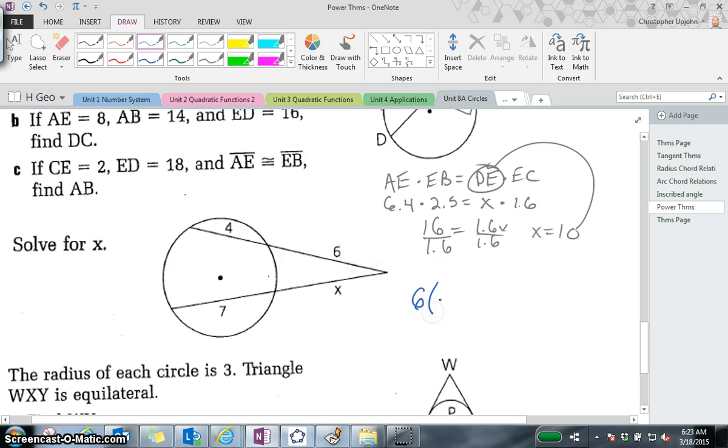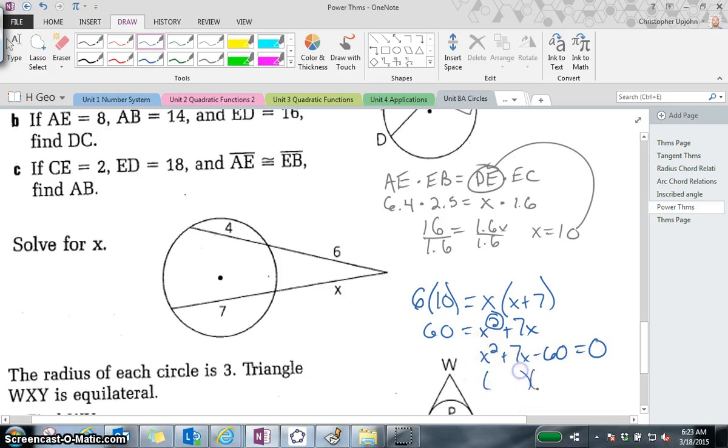It's 6 times the whole thing, 10, equals x times the whole thing, x plus 7. So 60 equals x squared plus 7x. We got x squared, so we have to have two answers. So subtract both sides. Kind of flip it over to the other side. And then I want to factor. So I'm looking for two numbers that multiply to negative 60 but add up to 7. 12 and negative 5. We find both of our x values, so x has to equal negative 12 or x equals 5.